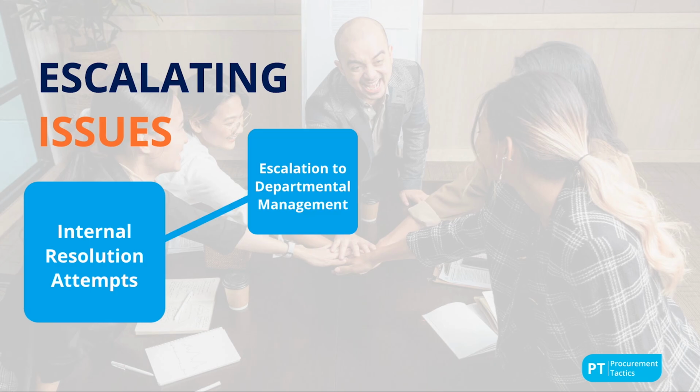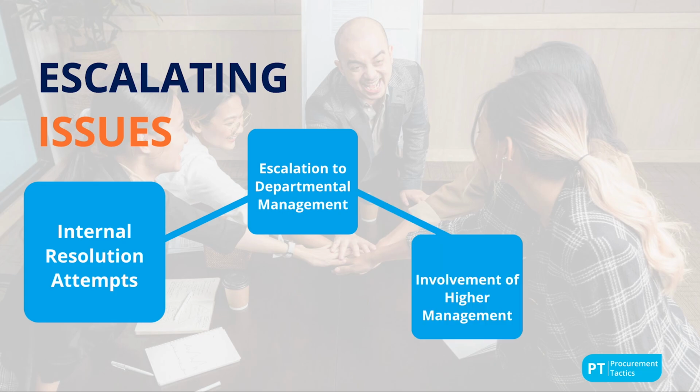If a conflict persists despite internal resolution attempts, it should be escalated to the relevant departmental management. This may involve notifying department heads or supervisors about the unresolved issue or seeking their intervention. Departmental managers can provide additional guidance and resources to address the conflict effectively.